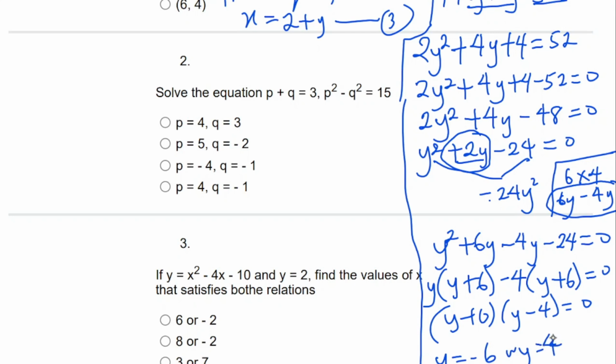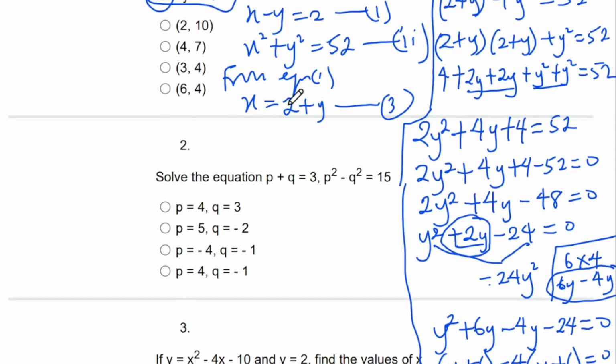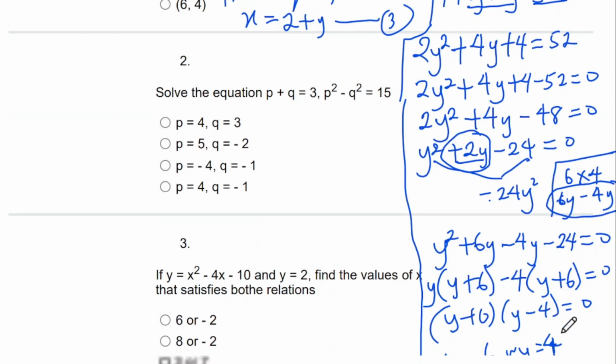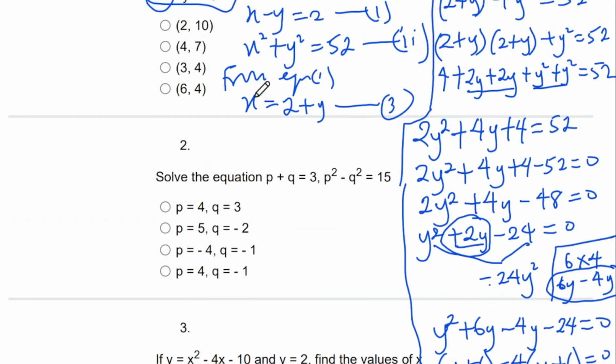But the question says we should find what? The positive value of x and y. So we only find the value of y. The possible value of y here is 4. So let's look at the options. Don't forget that when you have it in bracket, this is a coordinate. That's going to be x, y. So this one cannot be the answer. This one cannot be the answer. So the answer is between this and this.